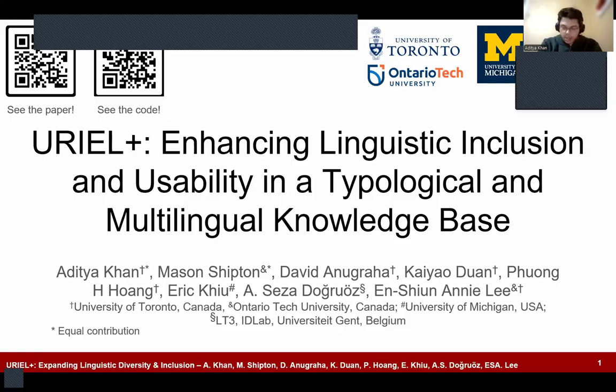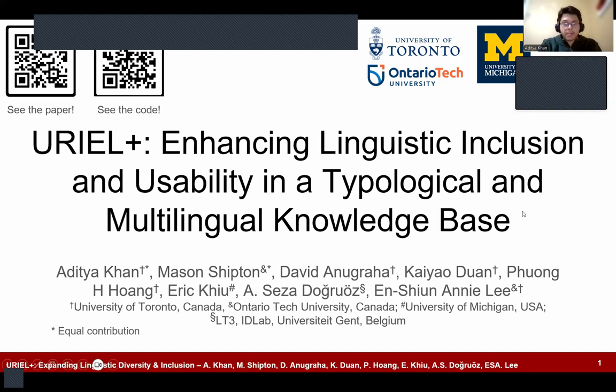Welcome to our presentation on URIEL Plus, where our team managed to take a very highly cited knowledge base in multilingual NLP and computational linguistics called URIEL, and enhance it into URIEL Plus with the intention of making it more usable and also more inclusive in terms of language coverage, in a typological sense. The idea here is that we show that increasing inclusivity of languages, adding more data, has benefits in terms of downstream tasks as well. And we'll be talking about that throughout this presentation.